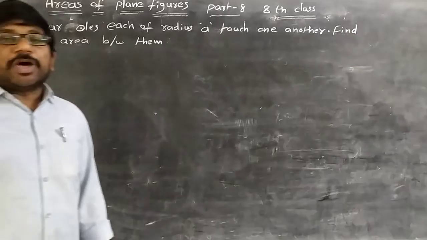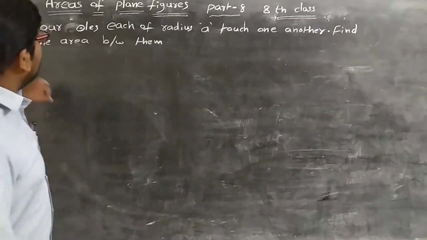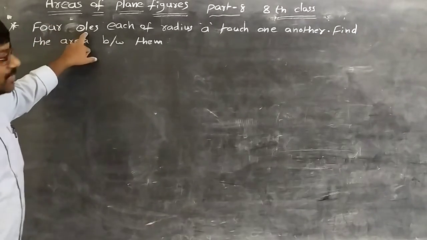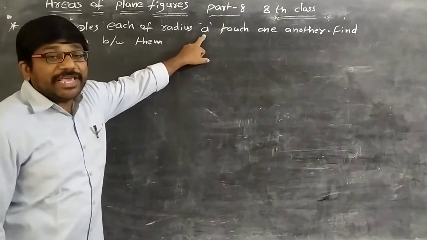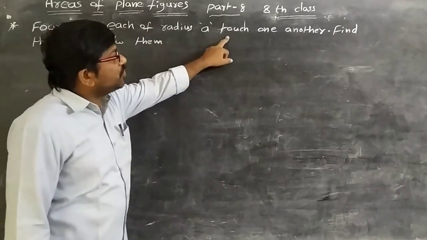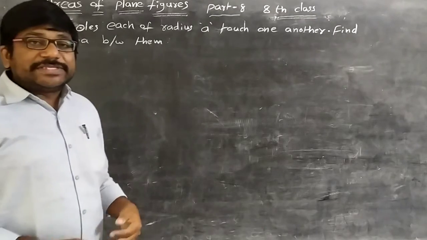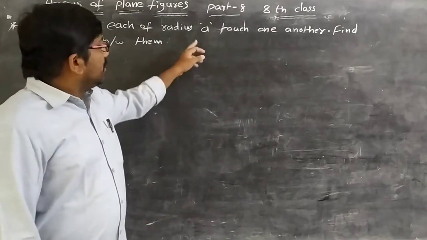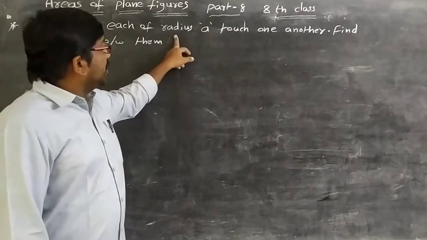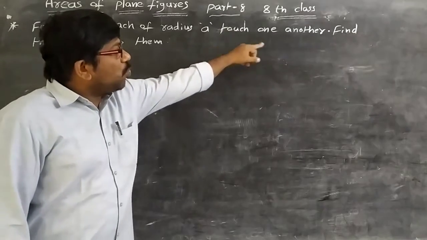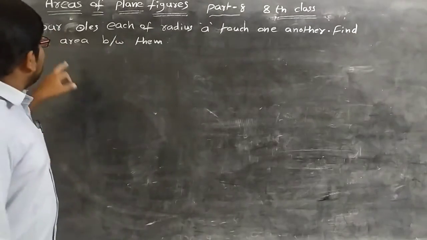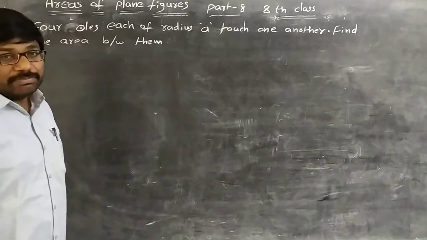Right? Go for the next problem. It is also one of the important problems. 4 circles, each of radius a units, touch one another. Right? Here 4 circles with the same radius, meaning a units. Radius is a units. They touch one another. Right? Find the area between them.